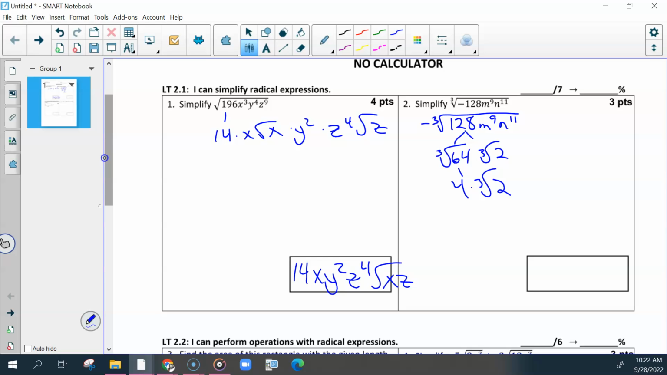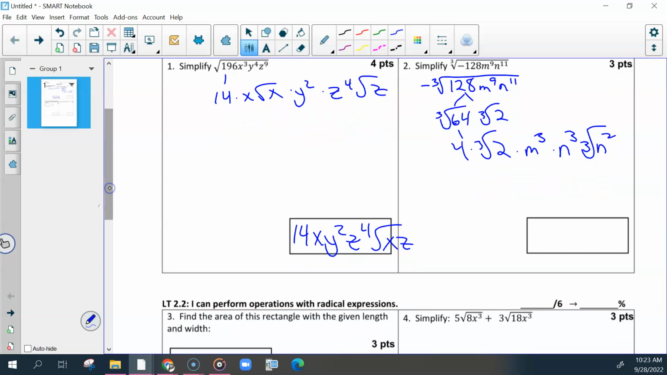3 goes into 9 3 times with nothing left over. 3 goes into 11 3 times as well. But then there are 2 left over. If you were doing the rule, some of you forgot the 2. If you were doing the factor tree method, most of you got the 2.